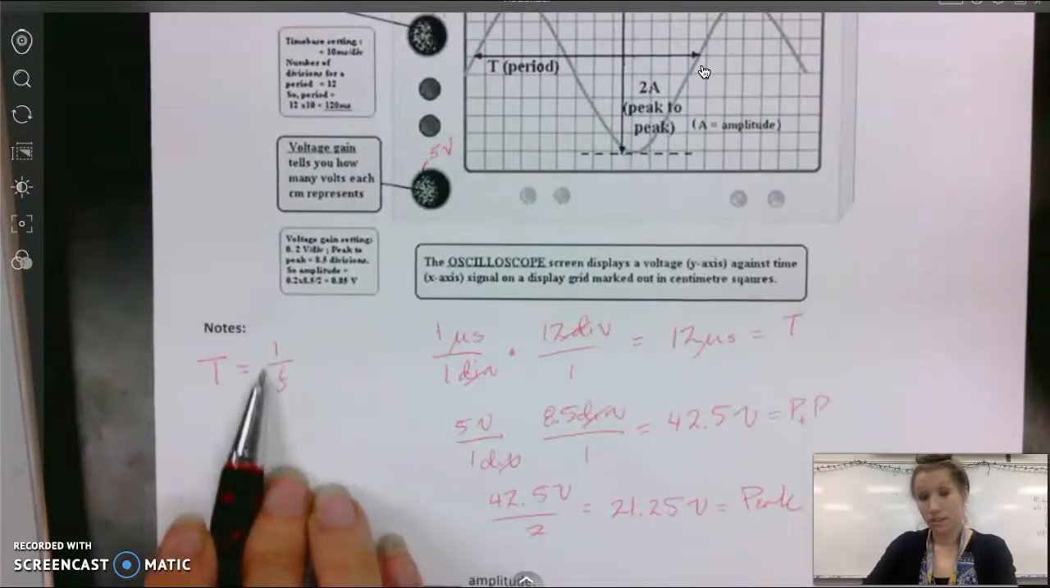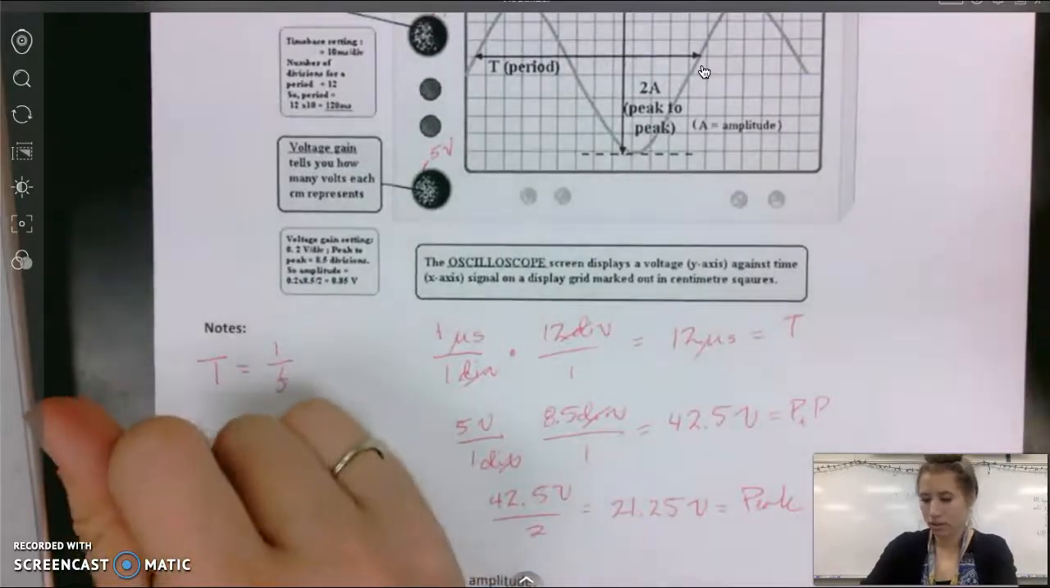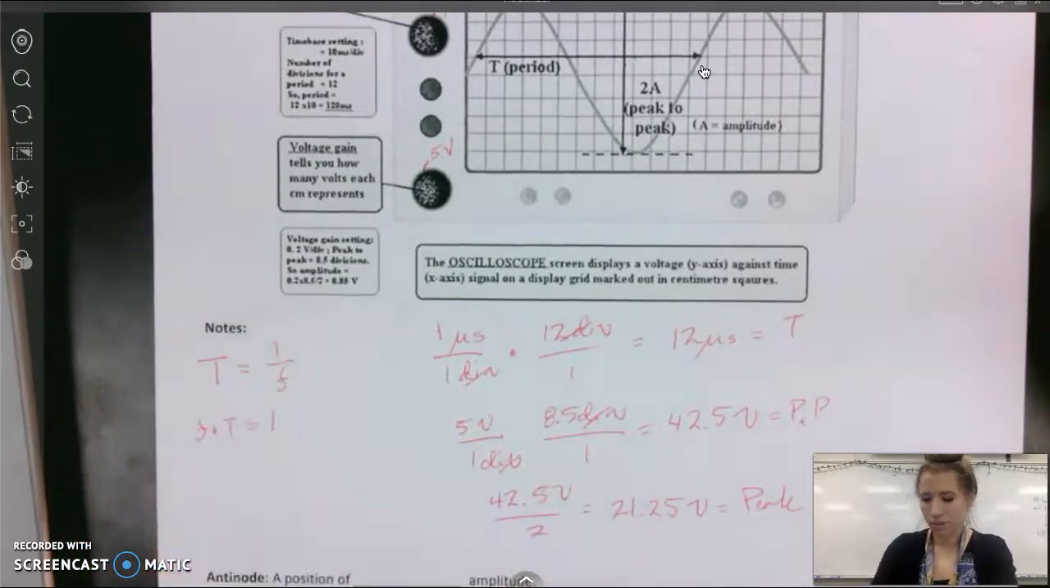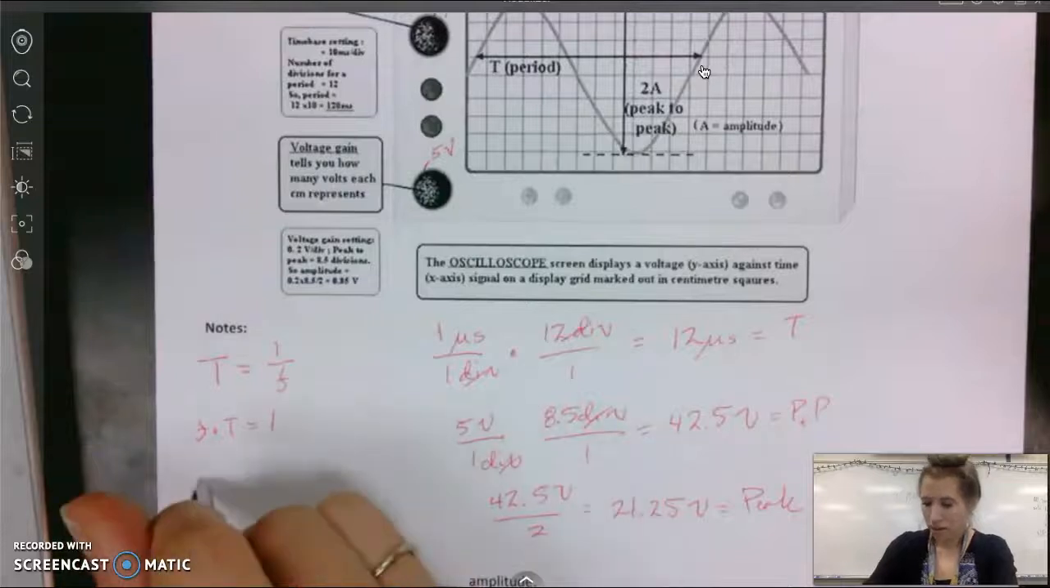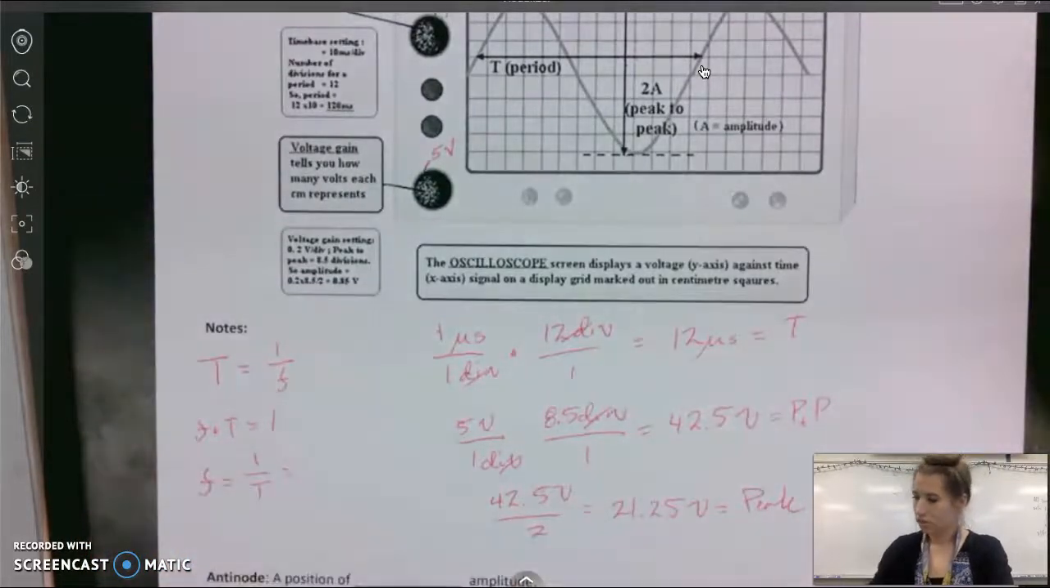Now I want to get this on the top of my fraction, so I'll multiply both sides by frequency. Frequency times period will give us 1. We'll divide by period, so frequency equals 1 over the period. So I'm going to do 1 divided by that 12 microseconds there. And reminder, micro is times 10 to the negative 6.